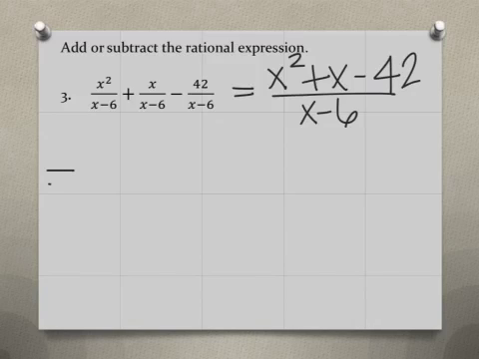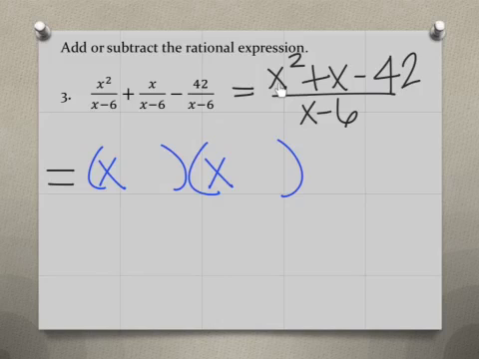Now we want to factor the numerator and see if we have any common factors that we can cancel out from the top and the bottom. So I'm going to factor the top in blue. We have a trinomial. There is no GCF to factor out. So we're going to start with two binomials, and they're both going to start with x because x times x equals x squared. Let's look at c, negative 42.